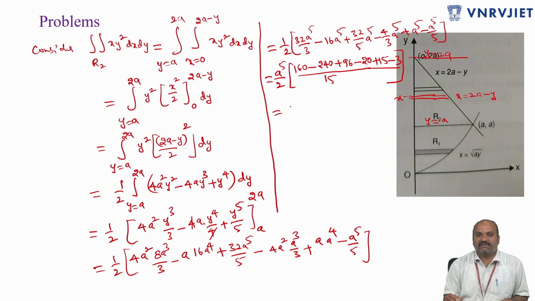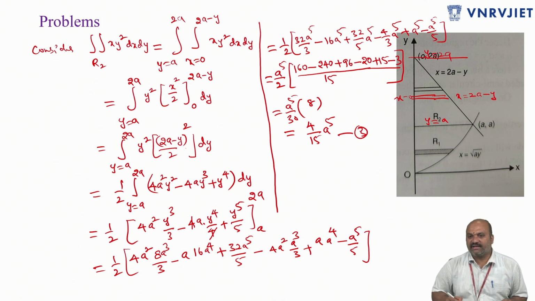This is equal to, now let's simplify. It is a power 5 divided by 30. Now 160 minus 240, it is minus 80 plus 96. So plus 16 minus 20 minus 4 plus 15 plus 11 plus 11 minus 3 plus 8. So therefore it is 2 4s are 2 15s are, 4 by 15 a power 5. So this is, let's take it as equation number 3.